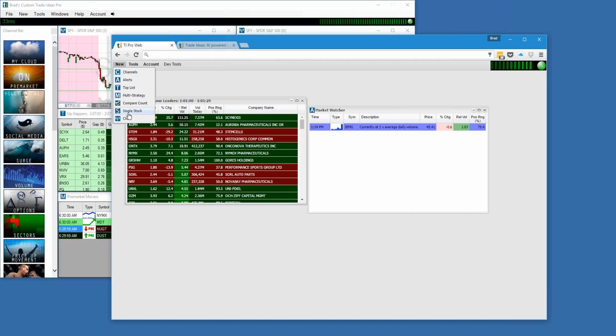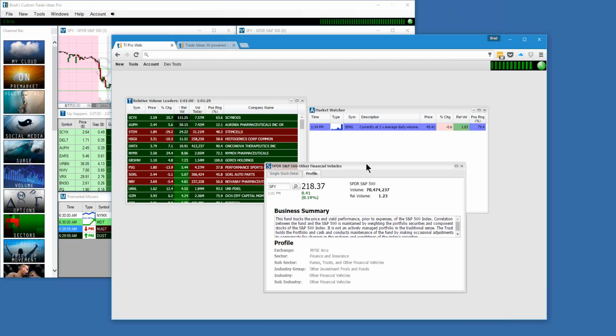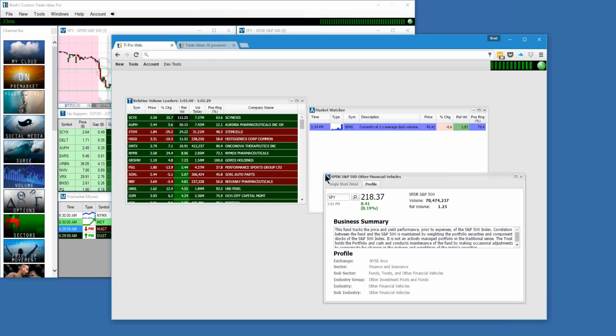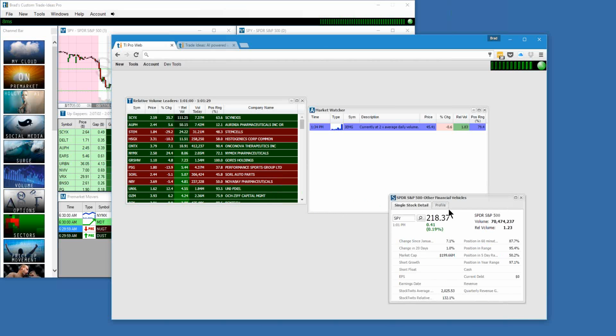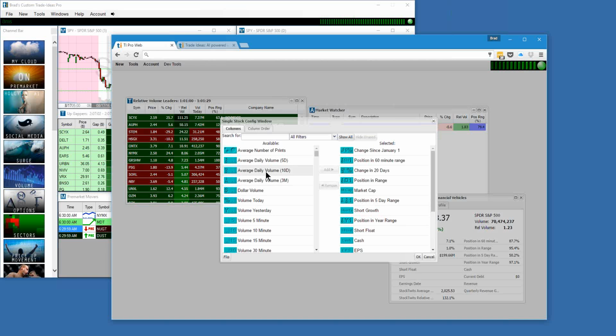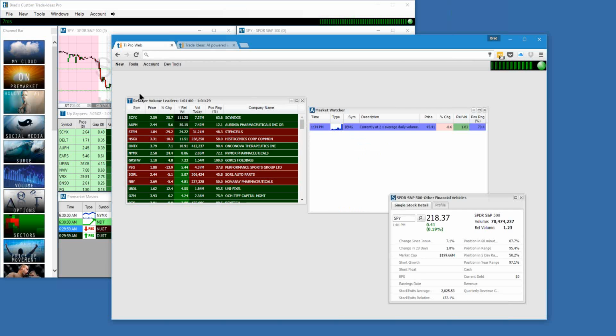And then let's open up the single stock. This is relatively new to the web version. I think it's in the full release, but this right here is just like in the application where you can configure it. You can tell it exactly which fields you want to display and have access to.